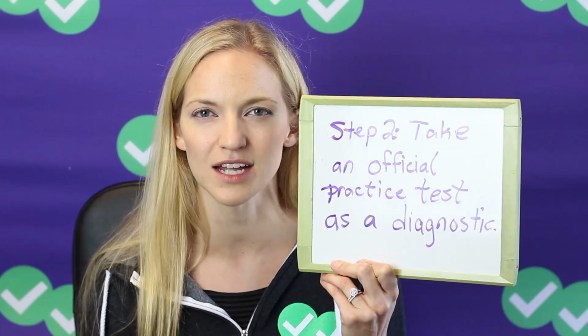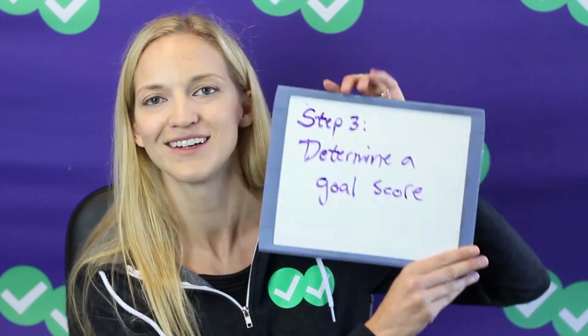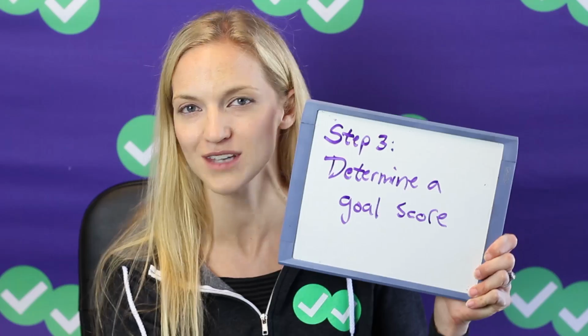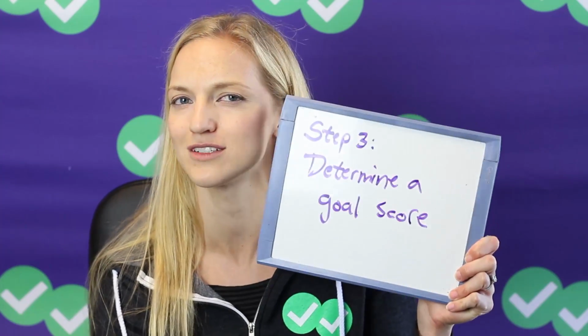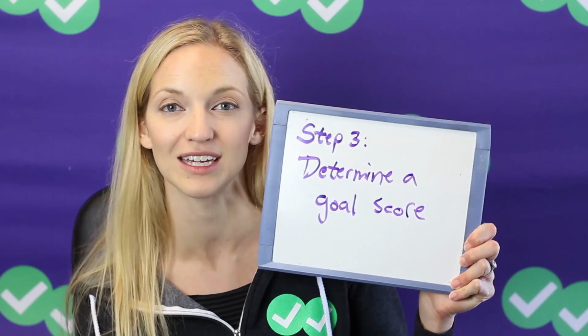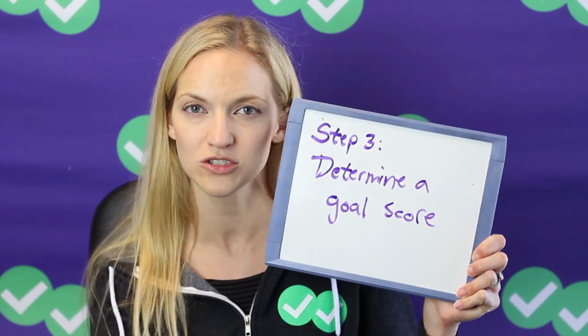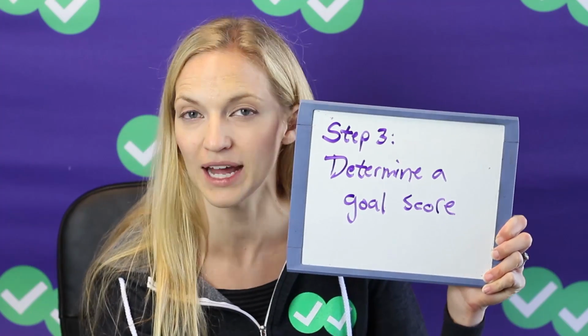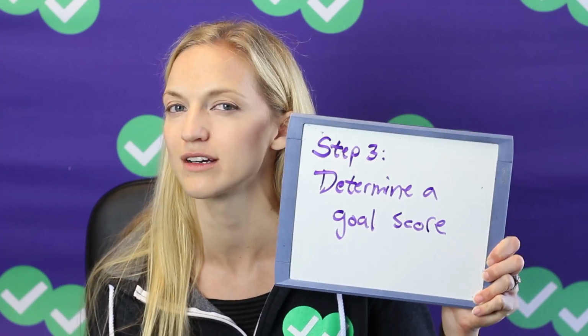So this will also help you determine not only what you need to study, but how long you need to be studying, or how much you need to be studying in order to reach your goal score. So that's step 3, determine a goal score. If you are ready for the ACT, you are definitely ready to think about colleges, and you've probably been doing that already. So take a look at the colleges you're interested in. What type of scores do you need on this test in order to be competitive? Or maybe there are certain scholarships you're looking at that require certain scores.